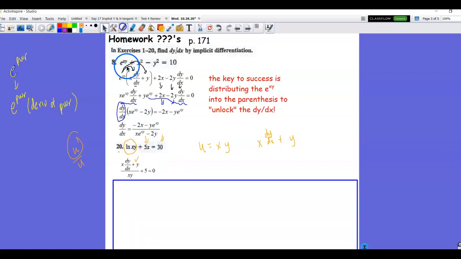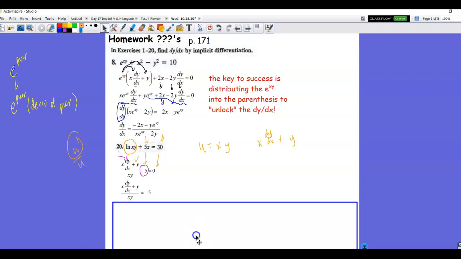The derivative of 5x is just going to be 5, and the derivative of 30 is going to be 0. All right, the dy/dx term that I am trying to isolate is right here. So the first thing I'm going to do is subtract 5 from both sides, and then I will multiply both sides by xy. So I subtracted 5 from both sides. Now I have a complex fraction on the left, so the next thing I'm going to do is multiply both sides by xy.